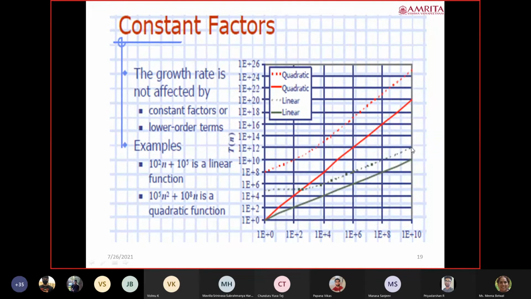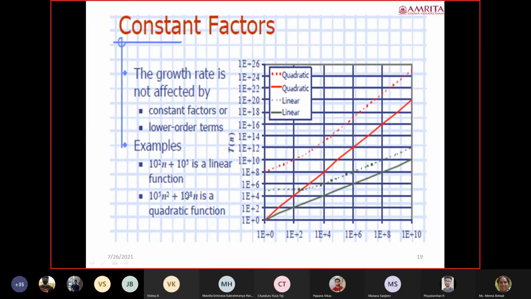Now, what do you observe from this plot? Can anybody say what this plot is telling you? Okay, let me discuss the second example also, then you can answer. The second example is 10 to the power 5 n square. 10 to the power 5 is a constant factor, and n square has a quadratic growth rate, plus 10 to the power 8 again as a constant factor, times n, which is linear, right?